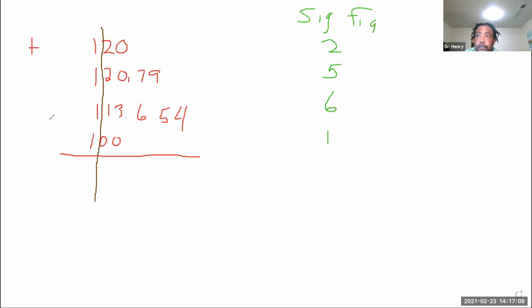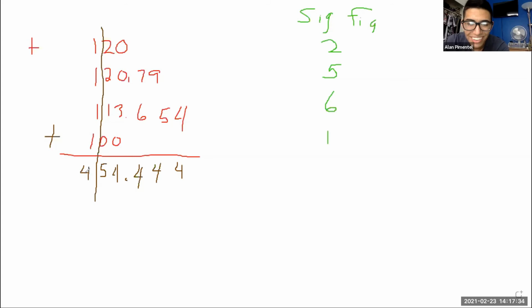This is all addition, so it's plus. If we added this up, that's what, 4, 4, 4, 4, 5, 4. Okay. Now let's talk about rounding, right? Because that's what we're going to do. We're going to do some rounding.